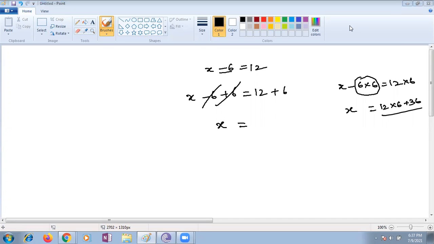Ma'am, as minus 6 is equal to 12, so we are writing minus 6 plus 6. Minus 6 plus 6 is 0, no, ma'am? You cut it. Yeah, this is only 0. But ma'am, after that, why did we write 6? I just added the same quantity on both sides, because if I add the same quantities on both sides, there is no change. It is still balanced.